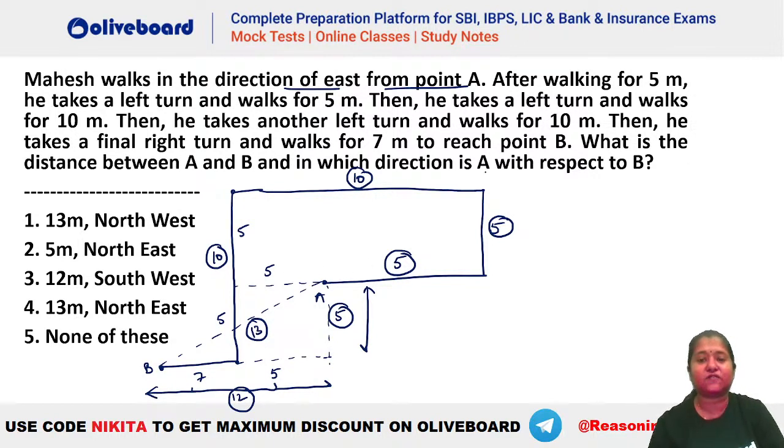What is the direction of A with respect to B? So A with respect to B, you can see that's your northeast, मतलब northeast आएगा and 13 meter. So which is the answer here? That is 13 meters northeast. So that's your option number 4. Okay. I hope this is clear. So 13 meters northeast would be absolutely right.